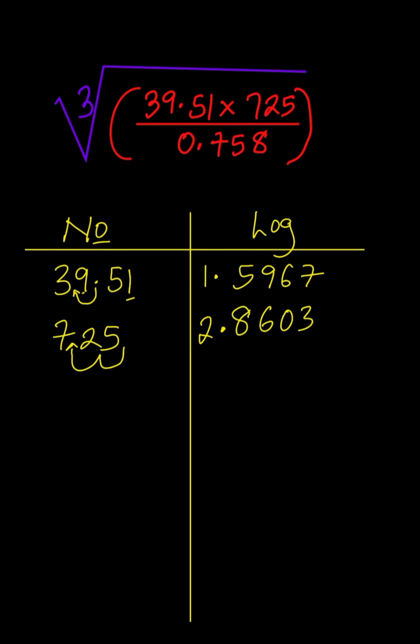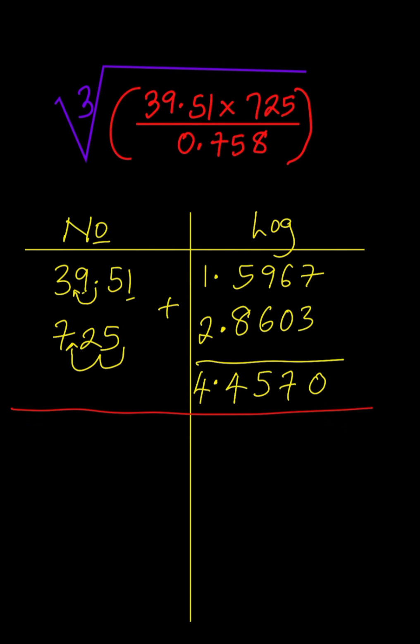Now, because the two numbers are multiplying each other, you can see here this is multiplication. Because it is multiplication, you add. But when it is division, you have to subtract. Then let us add these two numbers together and see what it will give us. 7 plus 3 is 10. You write 0, carry 1. Add that 1 to 6, it becomes 7. 7 plus 0 is 7. 9 plus 6 is 15. You write 5, carry 1. 1 plus 5 is 6. And 6 plus 8 is 14. Write 4 and put the point. Carry 1 to 1, it becomes 2. And 2 plus 2 is 4. So we are having 4.4570. You close it.